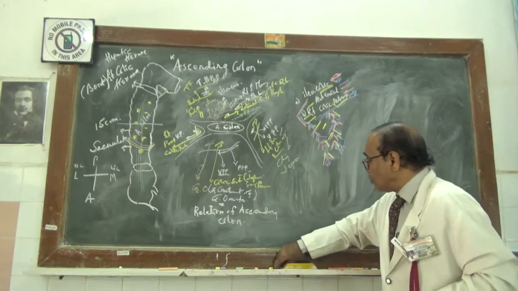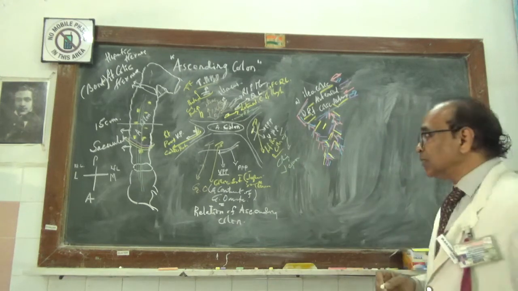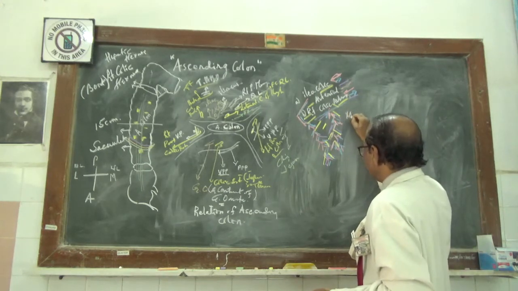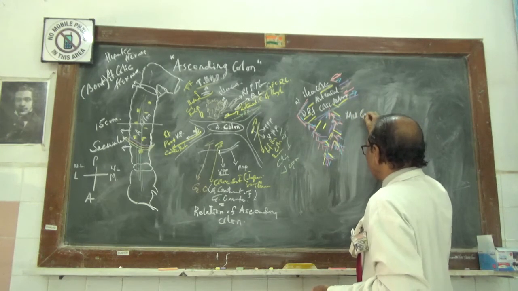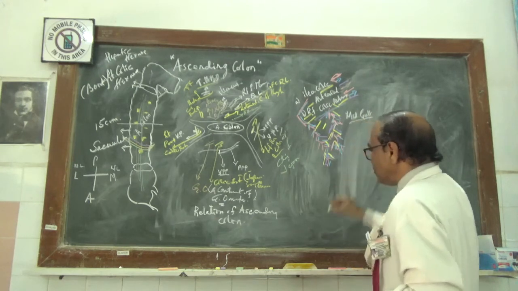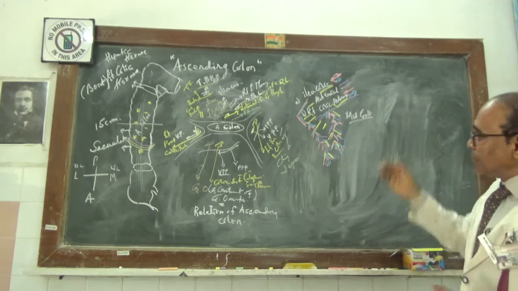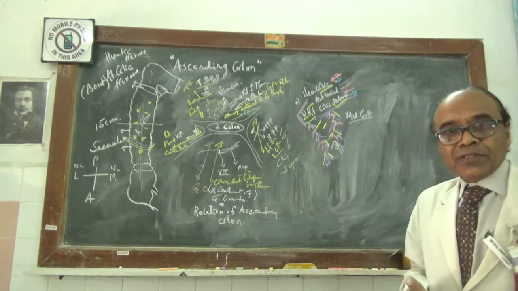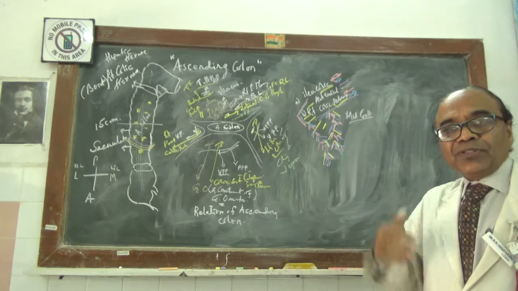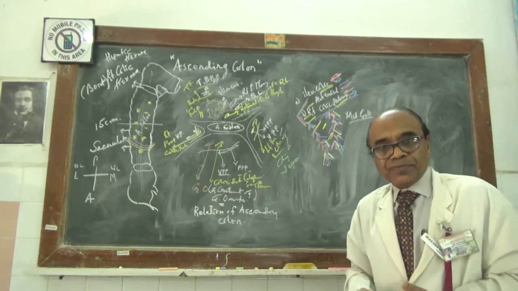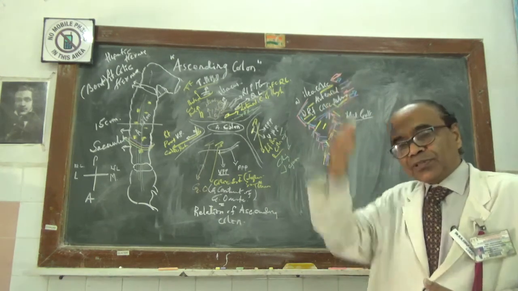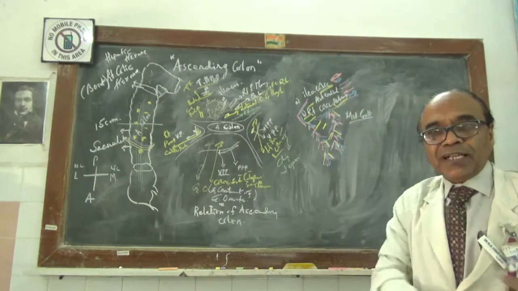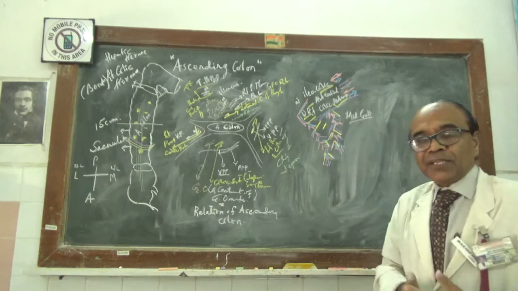Now let us go to the embryology or the development. The development of the ascending colon is from the midgut. What is this midgut ultimately? The midgut is one part of the entire gut tube, meaning the development of the whole GI tract, which divides into foregut, midgut and hindgut. So this will be developed from the midgut.